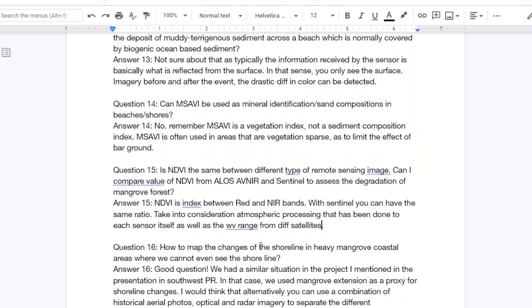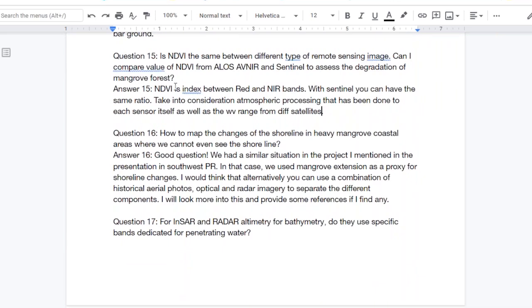Okay, question number 16 there. How to map the changes of the shoreline in heavy mangrove coastal areas where we cannot see the shoreline? That's a very good question, actually.